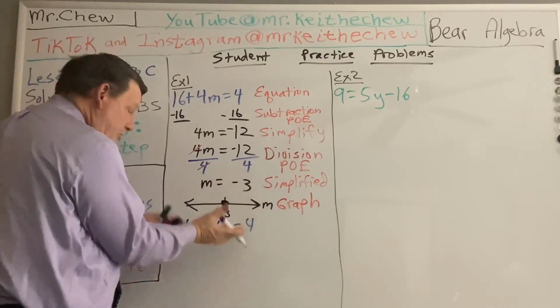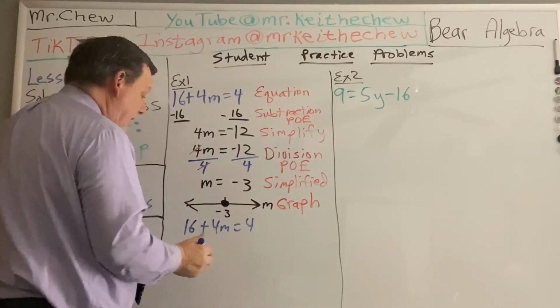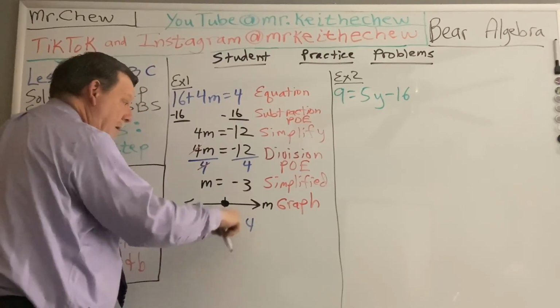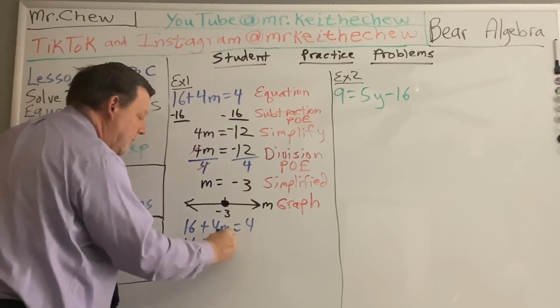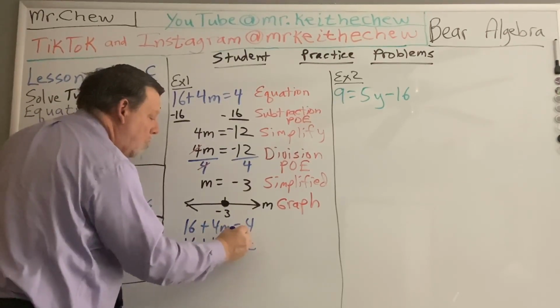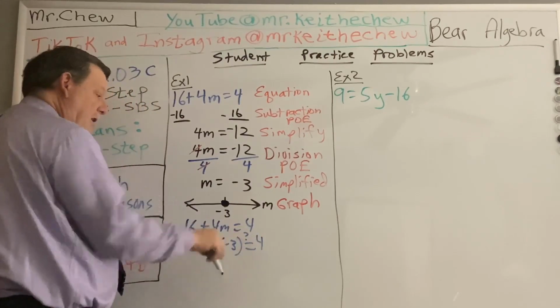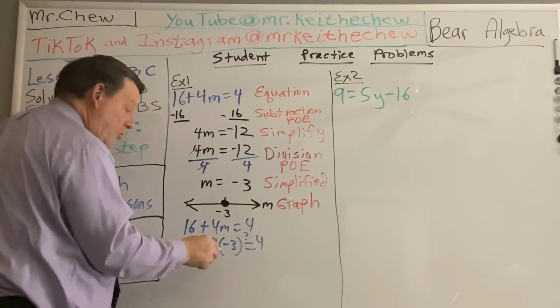I'm just going to go and check it, and then I'll write all the reasons down here. Now, wherever there's an m, I'm going to put a negative 3 in parentheses. I'm going to put a little question mark above the equal sign because I don't know if it's true or not. Now I'm going to do the order of operations.